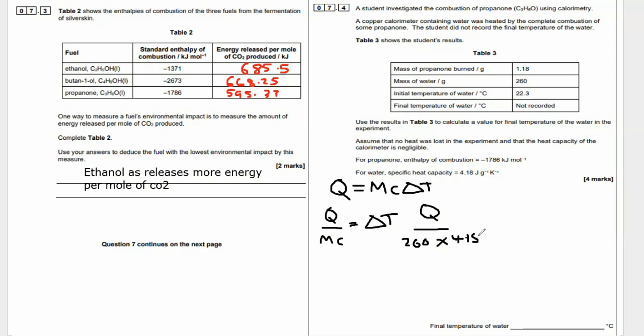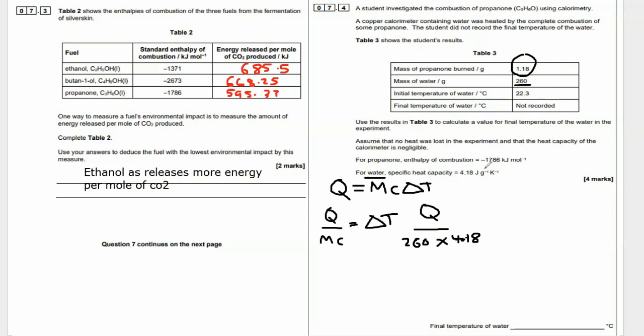Why am I using the mass of water? Here's a common mistake. Some students might put the mass of the fuel in there, but you've been given the specific heat capacity for water. So you need to be multiplying that by the water mass, not by the fuel mass. The fuel mass comes in when you want to find out how many moles you have. That's what you're doing that with. So Q over 260 times 4.18.